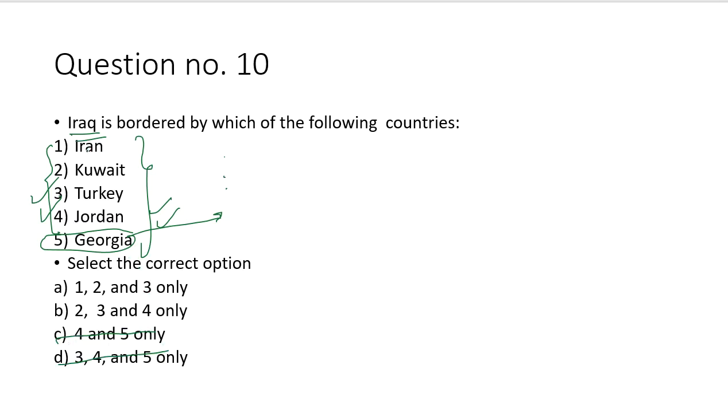Now the question is here: Iran is bordering Iraq. Yes. Kuwait is bordering Iraq. Yes. 3 is also there, and Jordan is also bordering Iraq. So 1, 2, 3, 4. So no option is here, so add 4 here. So this is the correct one.